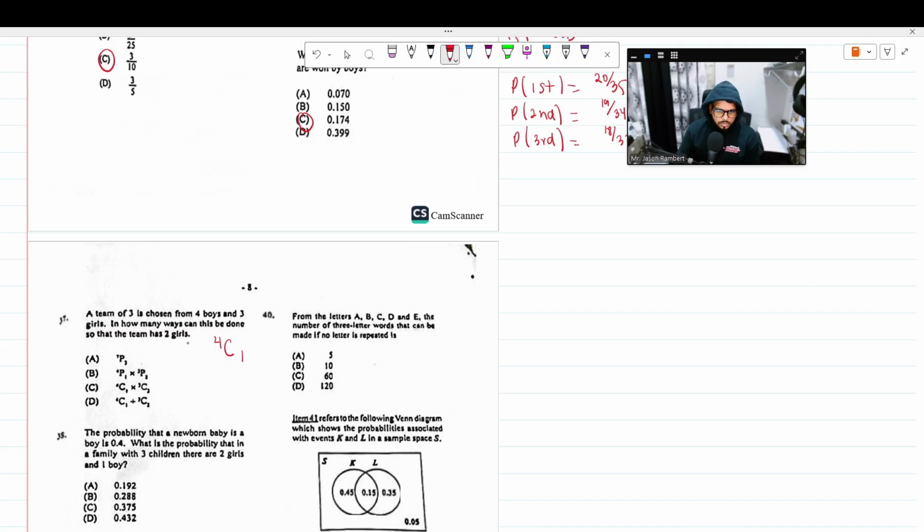How many girls are there? 3 girls. And it has 2 girls. 3 choose 2. 4 choose 1. I know which one it is. I'm just going to leave this as is. 3 choose 2 multiplied by 4 choose 1.